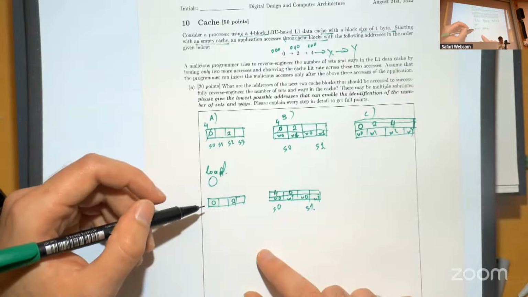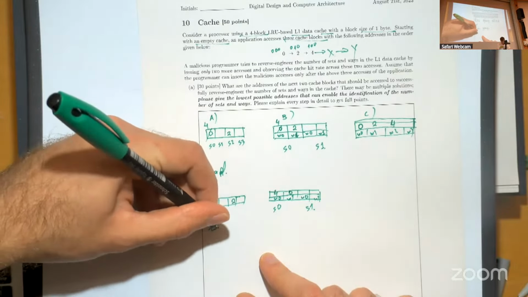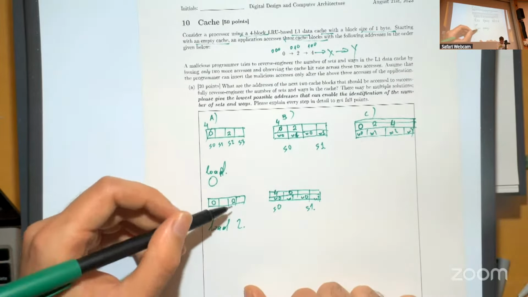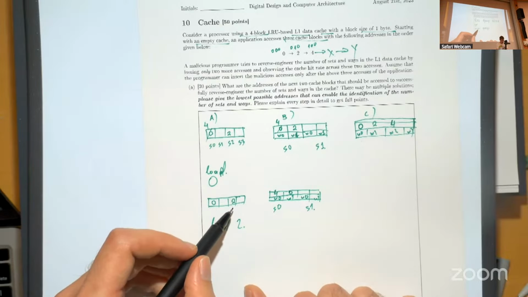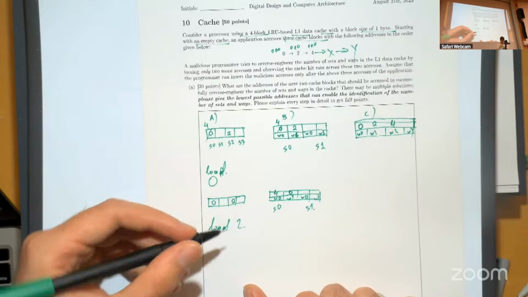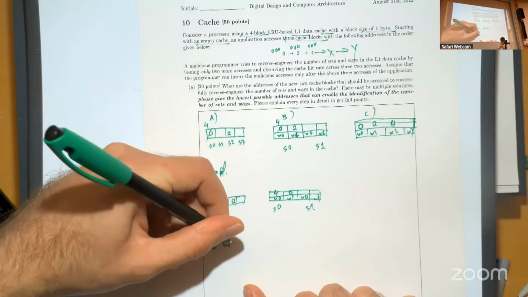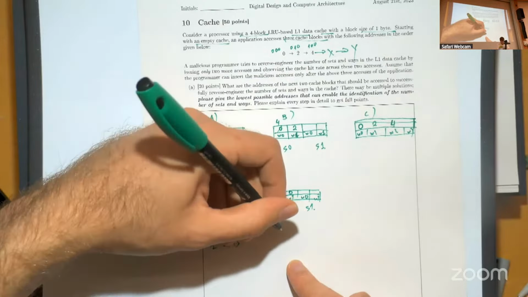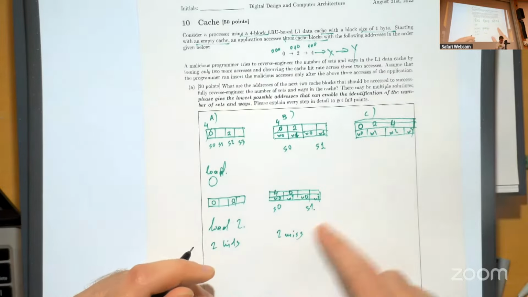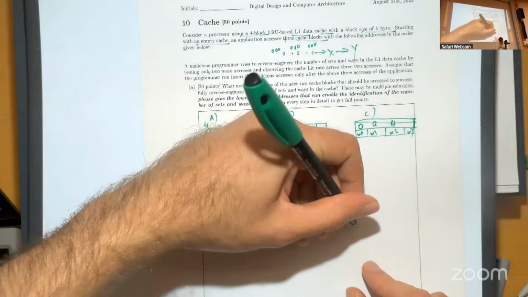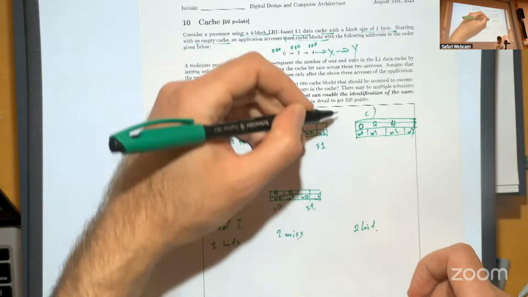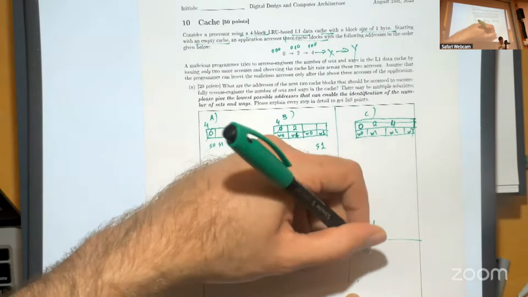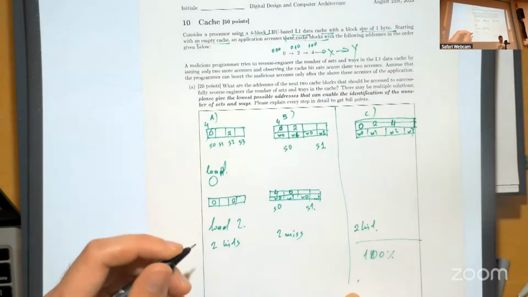And now I'm going to issue a load on the 2. And what is going to happen here is that the 2 in this case is going to hit. In this case, it's going to miss because it's not in the cache anymore. And here it's also going to hit. So for the C configuration, we hit both on the 0 and the 2. That means that it has 100% hit rate in the cache.